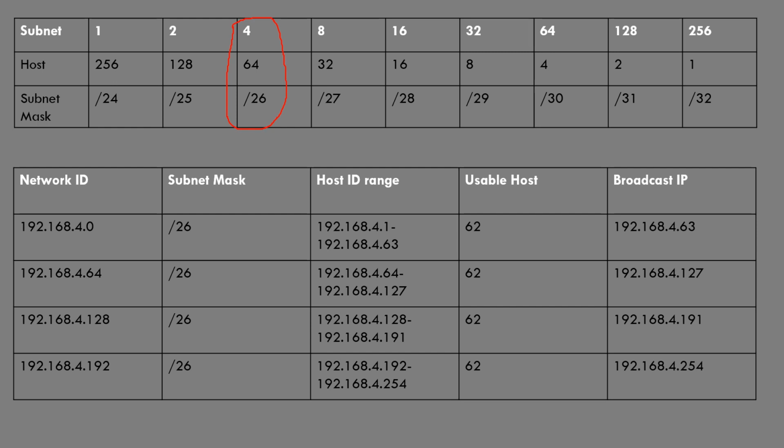So for an IP address of 192.168.4.0, we have created 4 subnets with 62 hosts in each subnet. So this is how subnetting of class C is done.